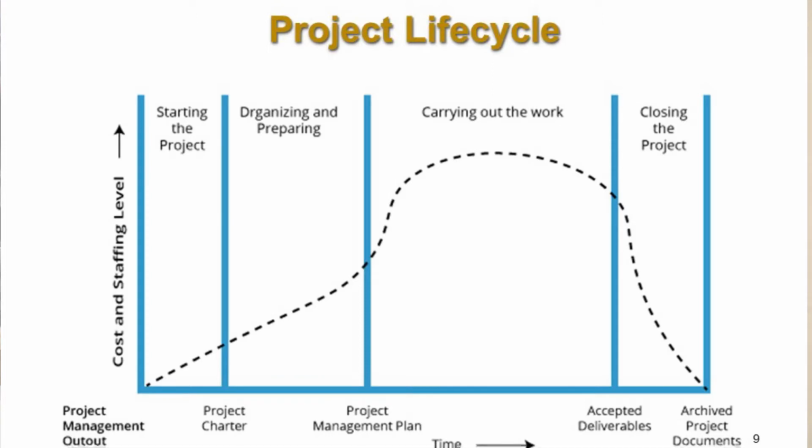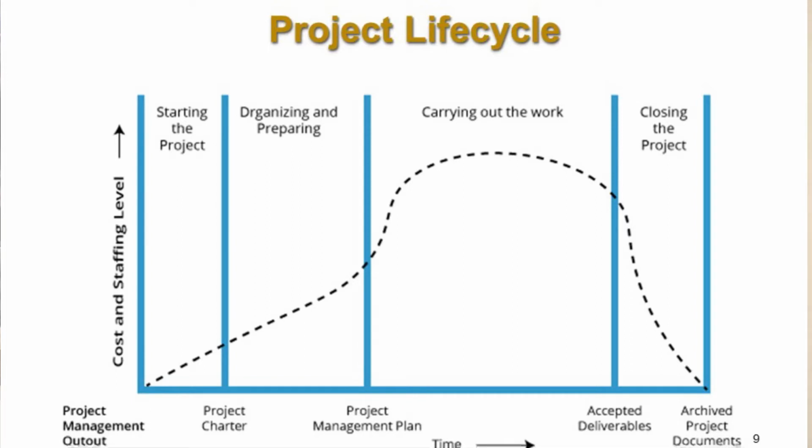At the end of the starting phase, we have a project charter that includes who's the sponsor, what's the scope, what's the objectives. Then we organize and prepare for the work. And we have, at the end, the project management plan. The project management plan will include other subsidiary plans, like quality plans, like risk management plan, like human resource plan, like financial plan. Then we use the project management plan to carry out the work.